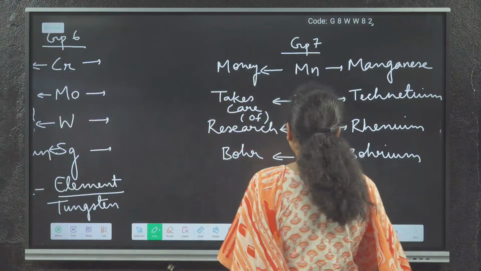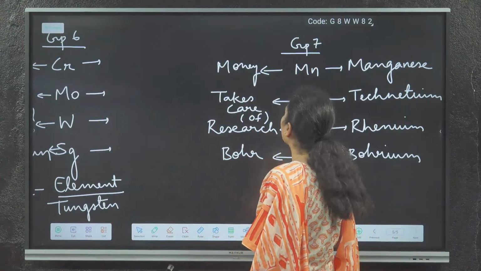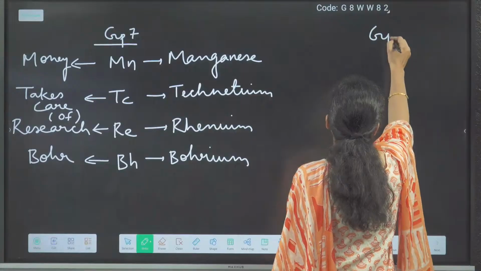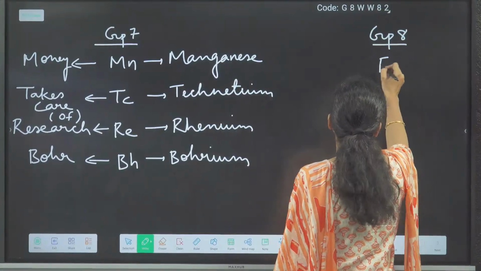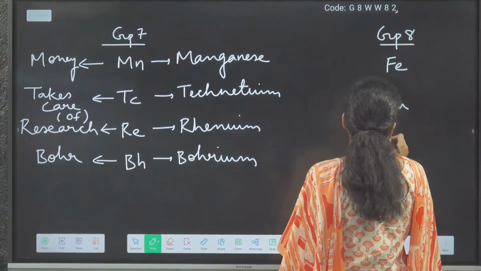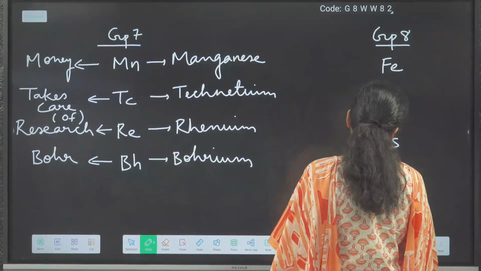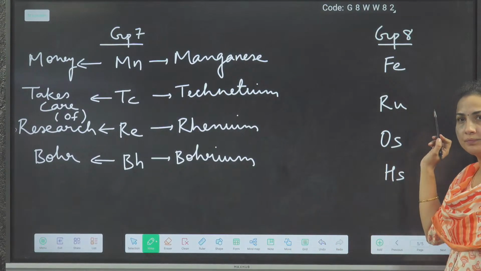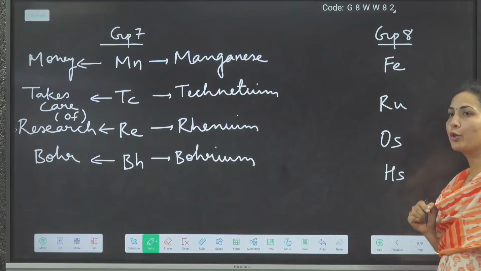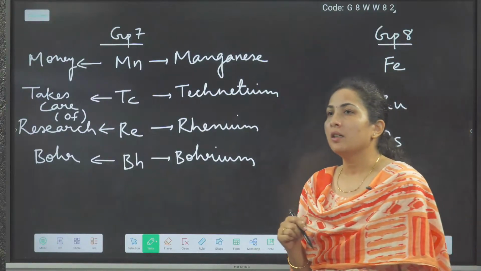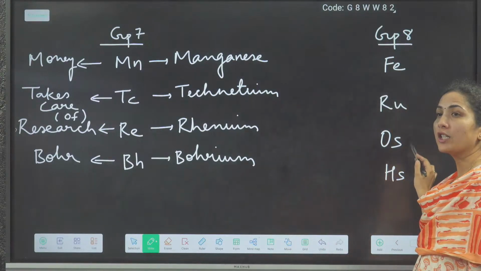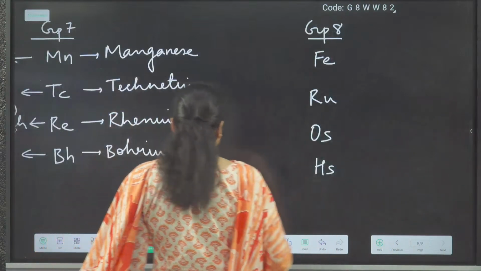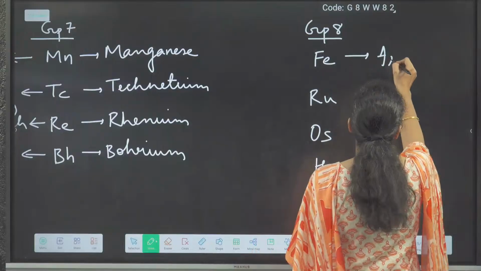So group 7, we have finished till here, and I hope people have noted it down also. Now we are going for group 8. So here Fe stands for iron. Then Ru for ruthenium. Then Os is for osmium. Hs for hassium. So we are going to write down that only.